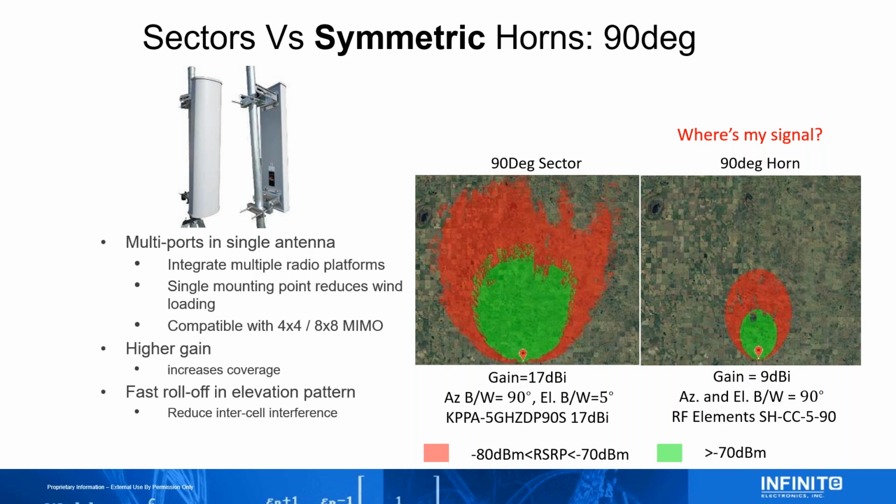Another thing, like I said, is the higher gain. But one thing I didn't really talk about yet is the roll-off and the elevation pattern. Because the elevation is so narrow on the sector, you can avoid self-interfering much more easily than with the horn, where you really have to down tilt it a lot before you won't be interfering with that other tower a few miles away.